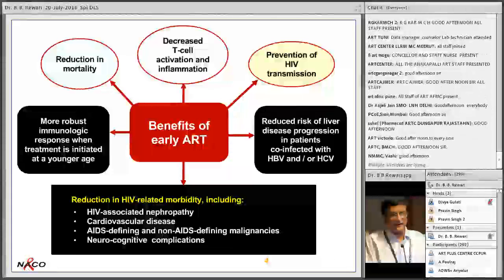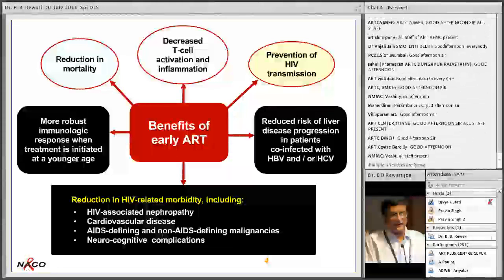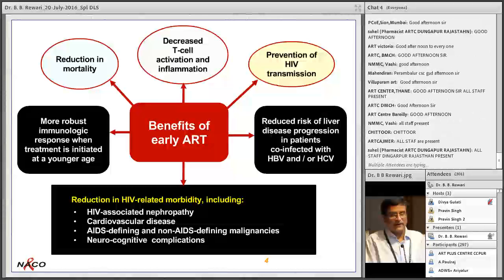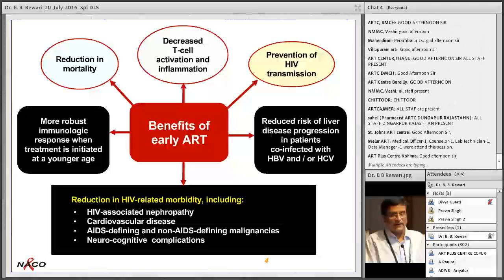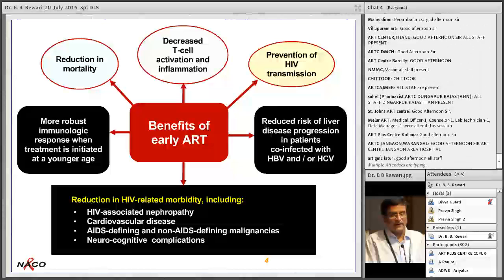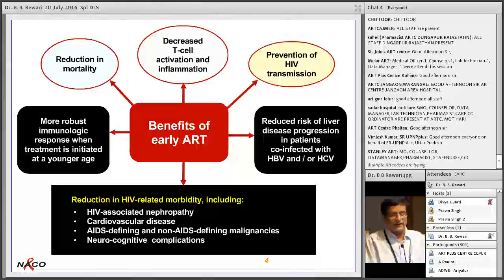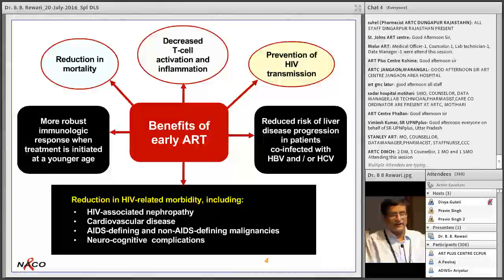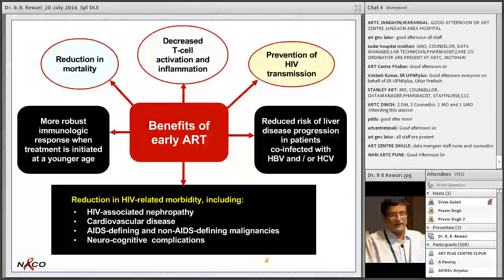There is definite evidence that provision of ART early enough in the course of HIV infection has benefits, as it leads to a more robust immunological response when treatment is initiated at a younger age. There is a reduction in morbidity and mortality. Also, there is decreased T cell activation and inflammation by starting antiretroviral therapy, and this leads to a reduction in HIV associated nephropathy, cardiovascular diseases, AIDS defining malignancies and neurocognitive complications. It also reduces the risk of liver disease progression in people who are co-infected with HBV and HCV, and of course provision of ART, by reducing the viral load, also prevents the transmission of HIV.